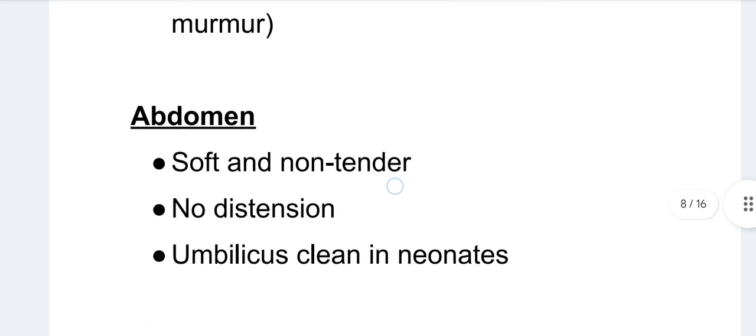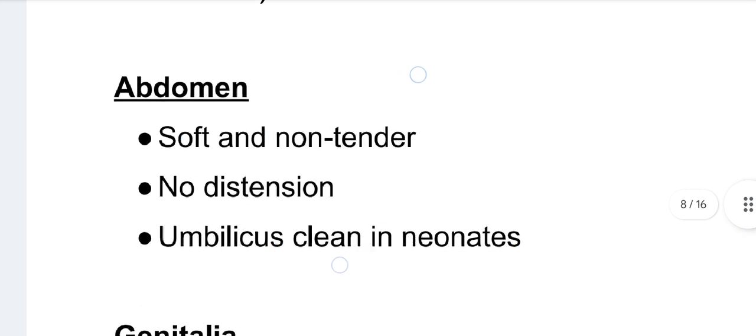And then we want to look at the abdomen. The abdomen should be soft and non-tender, meaning that when you touch it, the child should not feel pain. No distension. Distension can indicate maybe intestinal obstruction or gastritis. Umbilicus should be clean in a neonate. It should not be dirty or show any signs of infection.